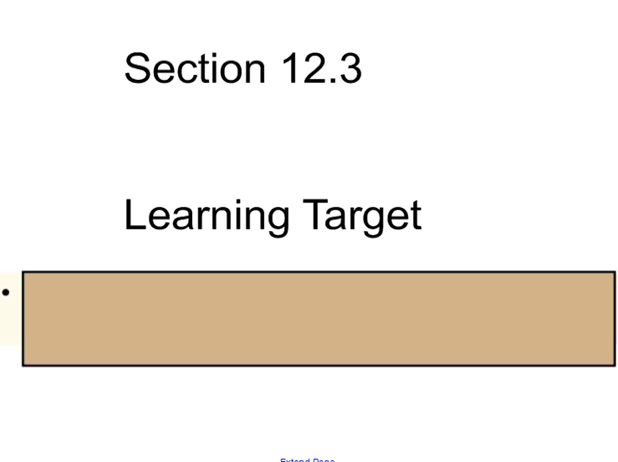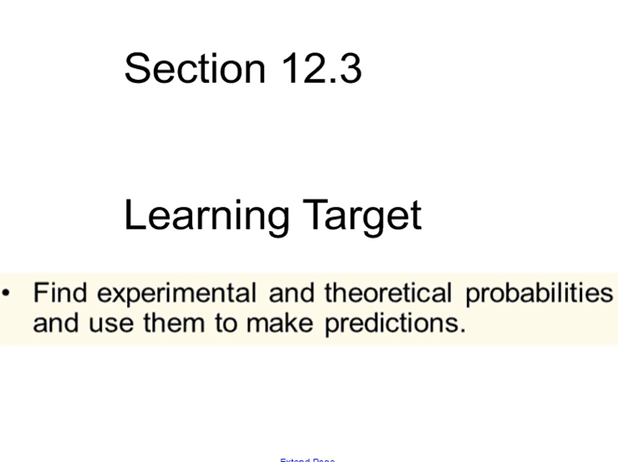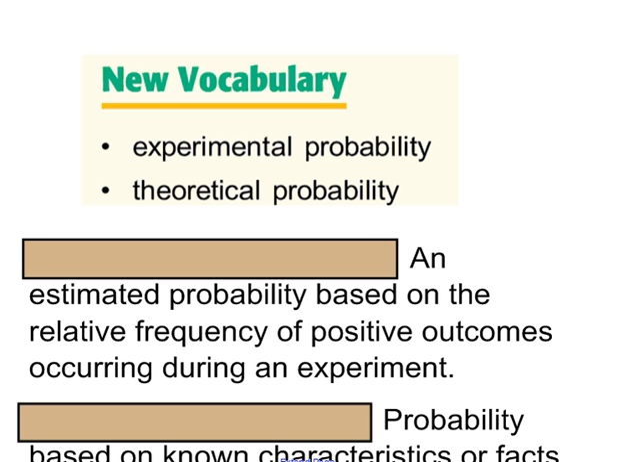Make the review video for 12.3. That's chapter 12, section 3. And the learning target for today is to find experimental and theoretical probabilities and use them to make predictions. So, experimental and theoretical probabilities. Let's define those two terms.